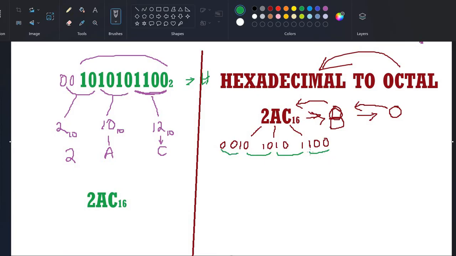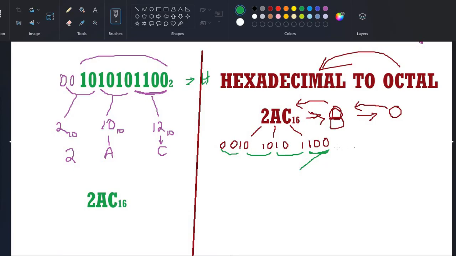So here we have paired these bits, right? 100, 3 binary bits. Here 101, 3 binary bits. 010, 3 binary bits. 001, 3 binary bits, right? So now we can convert it into an octal number.